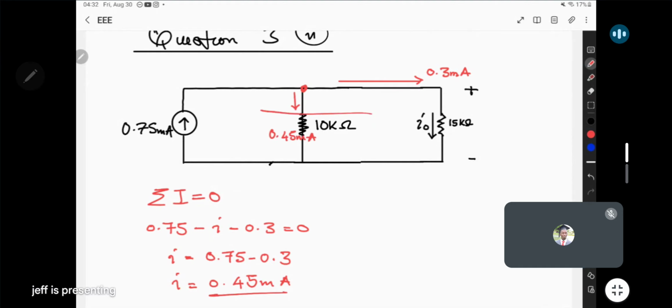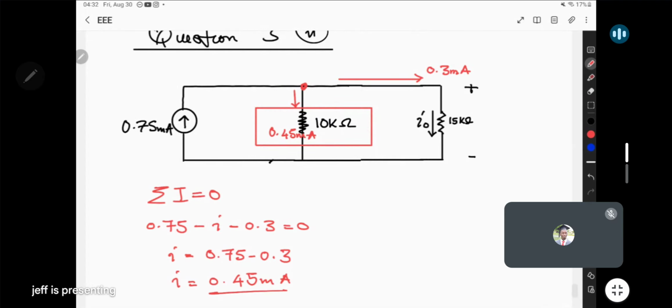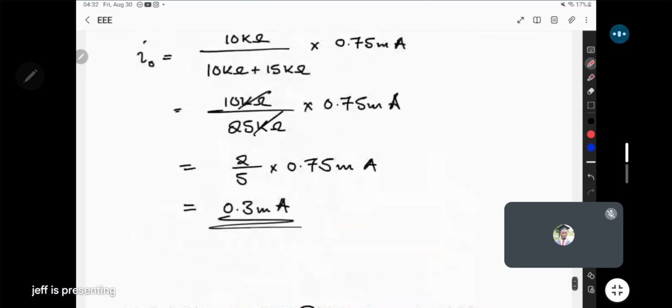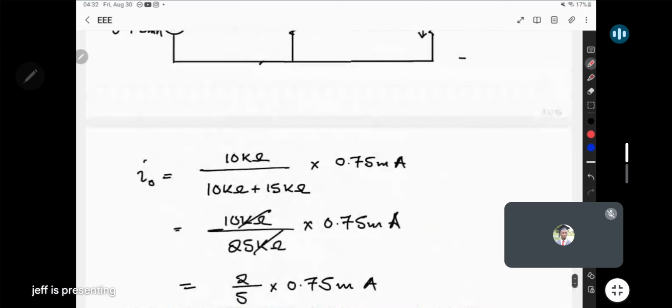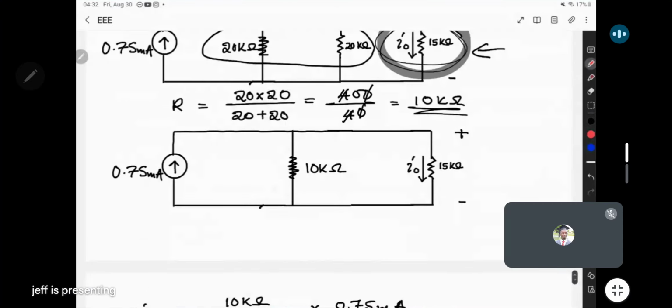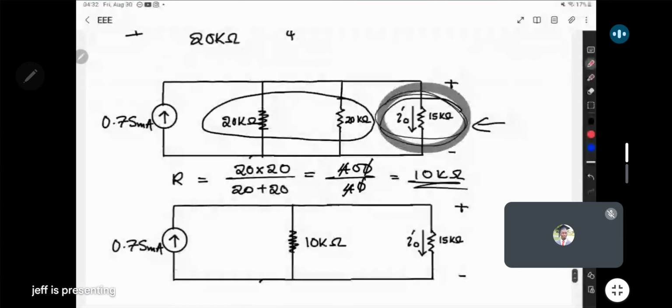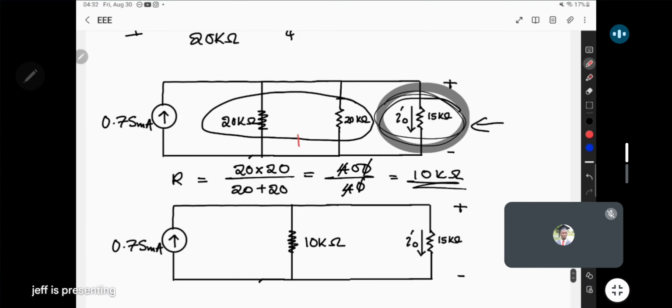So that's the current that will go towards that 10 kilo ohms. Okay, that is done. Next up, so we found the current coming down towards the 10. But where is the 10 coming from? The 10 was a combination of the 20 kilo ohm resistor, basically the two 20 kilo ohm resistors. The two 20 kilo ohm resistors were in parallel.